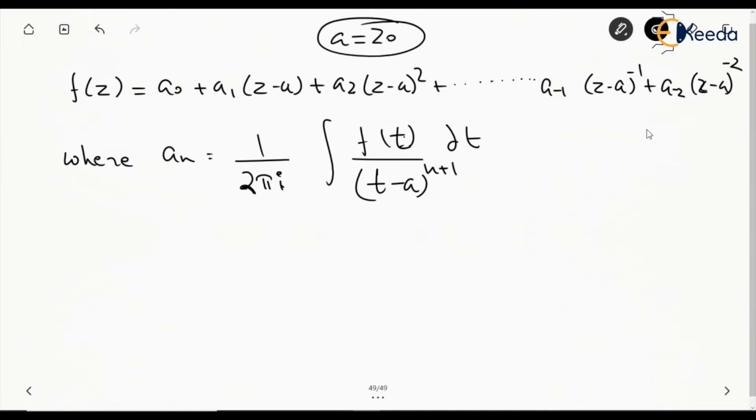Again we can say some region gamma, where gamma is a curve in the region R, right? What region we have given, this gamma curve should lie within that region only. So these two are the expansions. First one is for Taylor series and second one is for Laurent series.